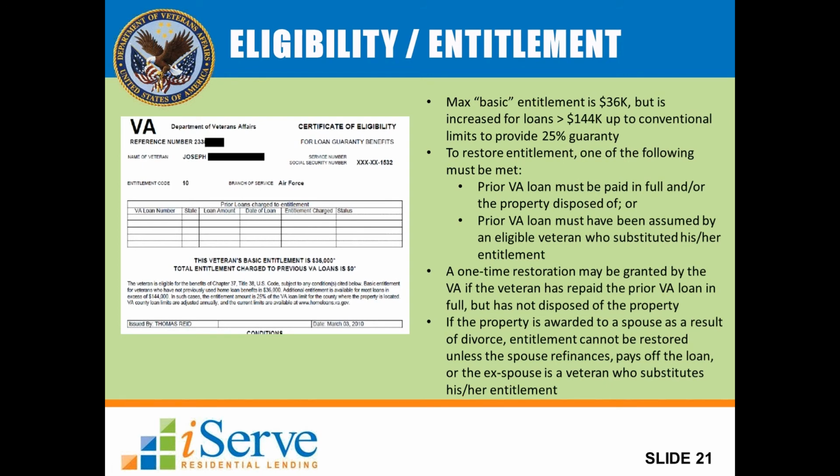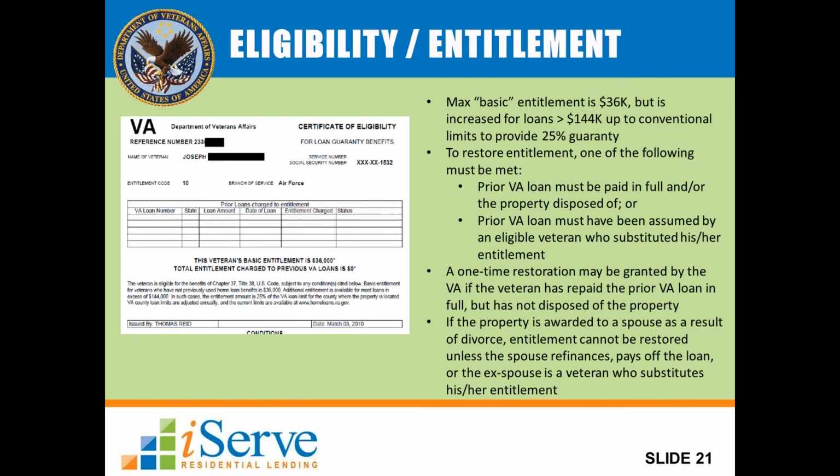Someone way down the line years ago, back when the max VA loan was $144,000, came up with this 25% figure of $144,000, which is $36,000, and that was going to be the borrower's basic entitlement. Now, I will say that up to county limits, they will still go above and beyond and still guarantee 25%.